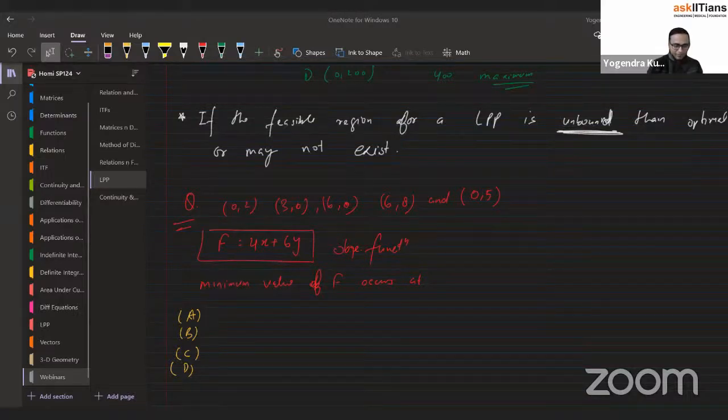They have written 4 options. Option A is (0, 2) only. Option B is (3, 0) only. Option C is the midpoint of the line segment joining the points (0, 2) and (3, 0). Option D is any point on the line segment joining the points (0, 2) and (3, 0). So listen here, everyone. The first option is (0, 2) only, the second option is (3, 0) only, right?